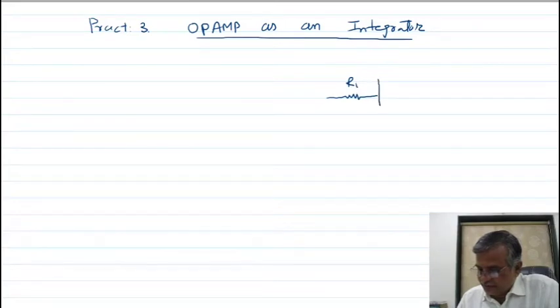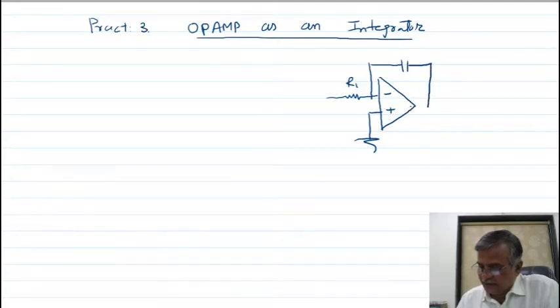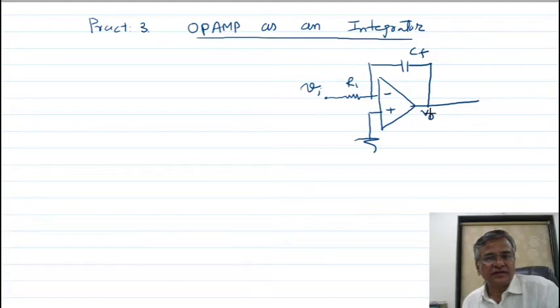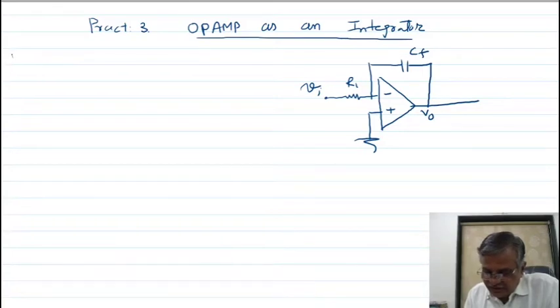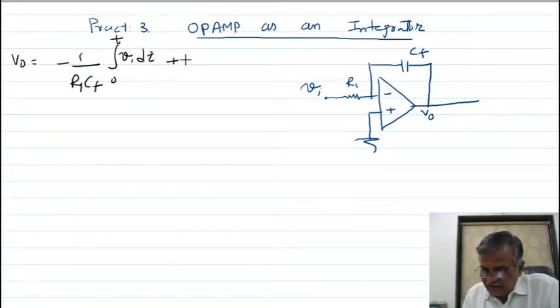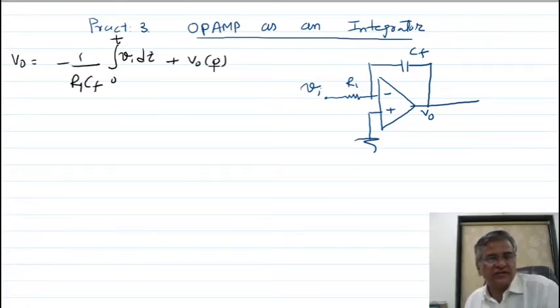Your basic, or you can say ideal, integrator circuit: here in the feedback path we have connected a capacitor CF. This capacitor CF is connected in the feedback path, and the output of this circuit is given by -1 upon R1 into CF, integration 0 to t Vi dt, plus an integration constant.